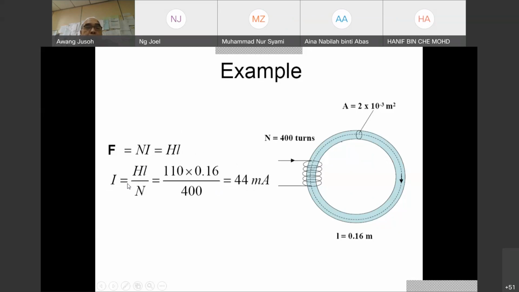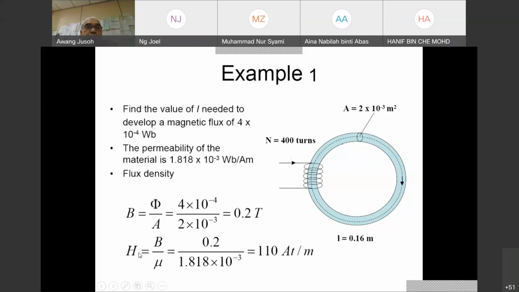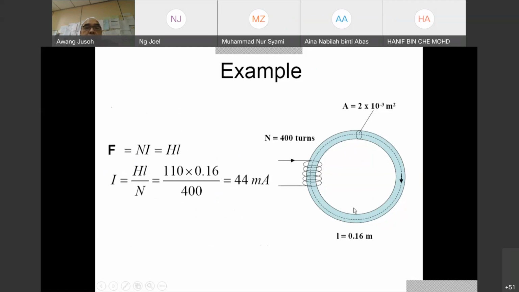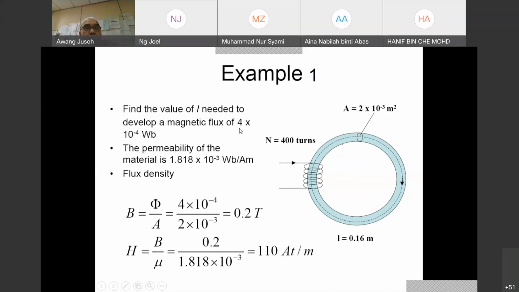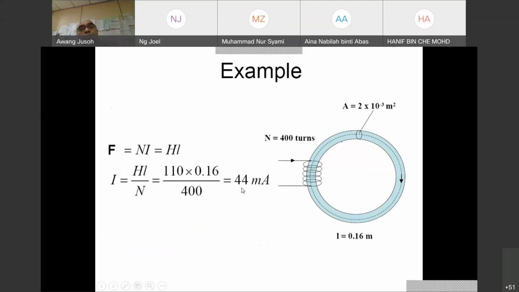So the current required I equals HL divided by N. H we calculated just now, 1110. L is given as 0.16, then N, the number of turns, is 400. Then you find that the current required is 44 milliampere in order to set up a flux of 0.4 milliweber. Then we need to inject a current of 44 milliampere. These are very simple calculations.